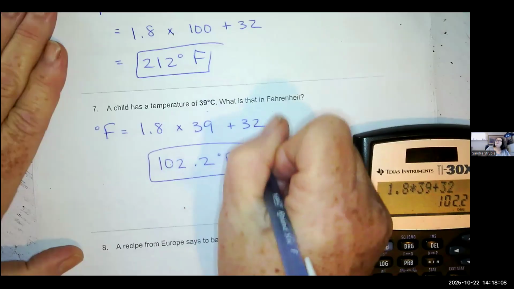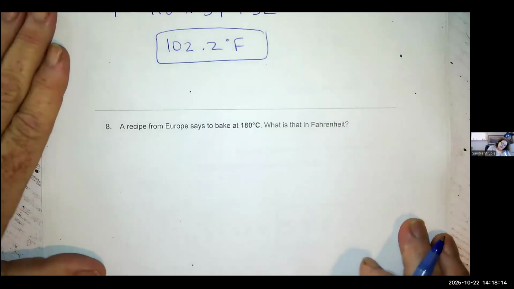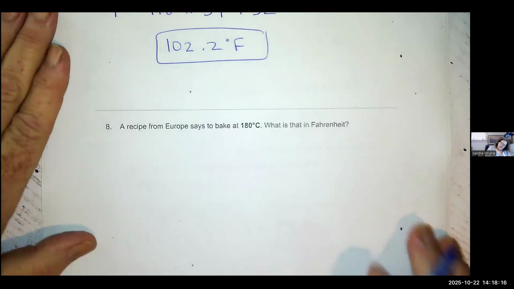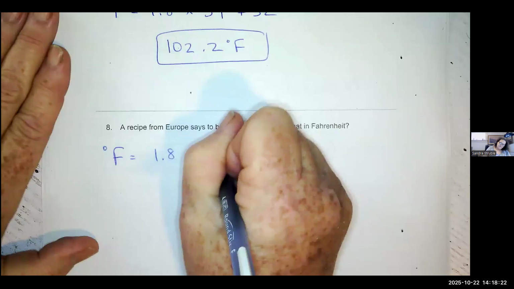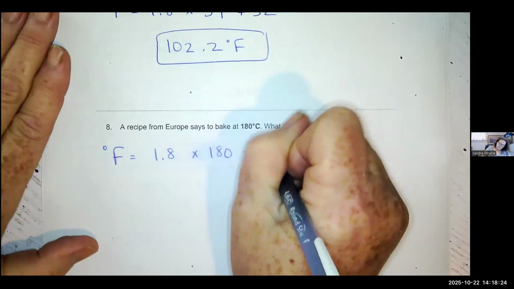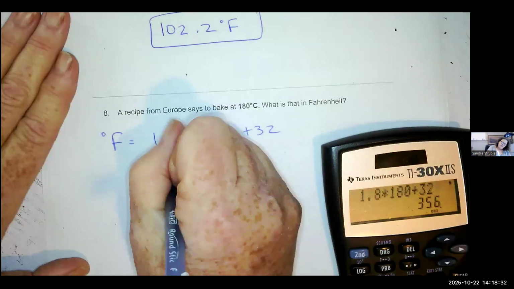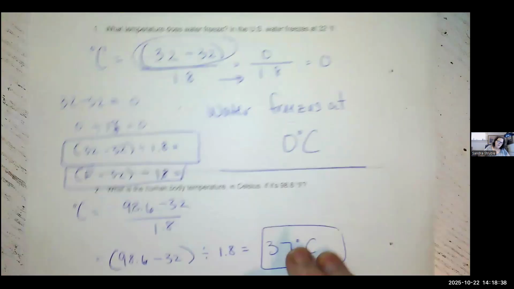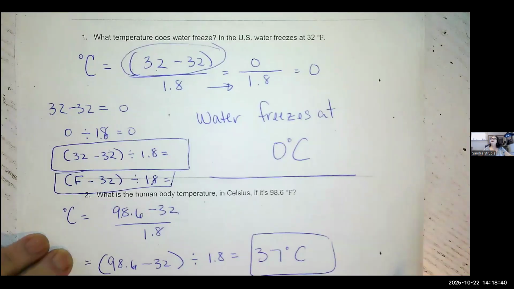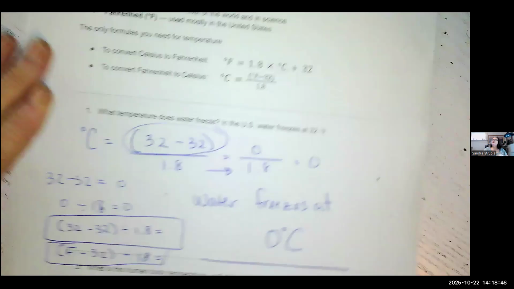All right, a recipe from Europe says to bake a cake at 180 degrees Celsius. Again, Fahrenheit is 1.8 times the Celsius, 180, plus 32. And I got 356 degrees Fahrenheit. Didn't do a lot of this. I guess we did more of the Celsius at the beginning, but that's okay. Let me know what questions you have, and if you need help deciding which one to go with. For the Celsius, I'm happy to help.